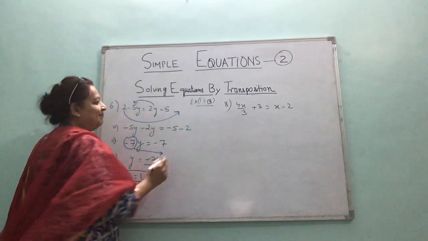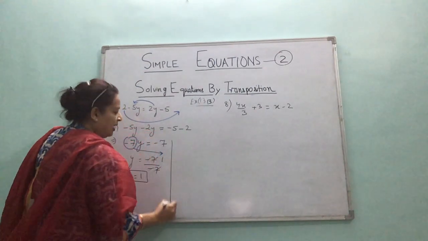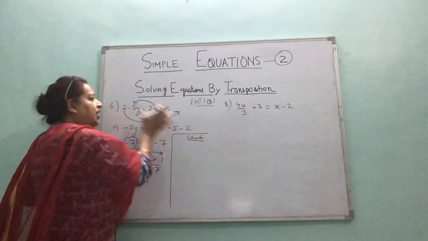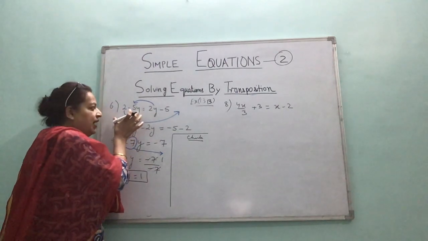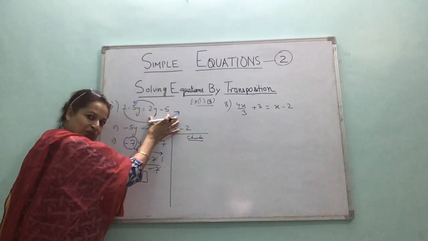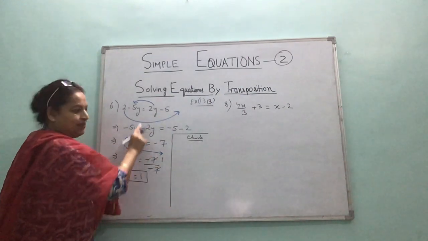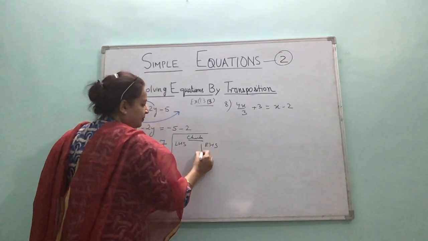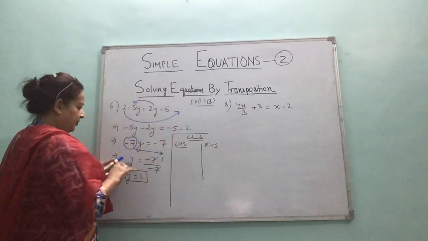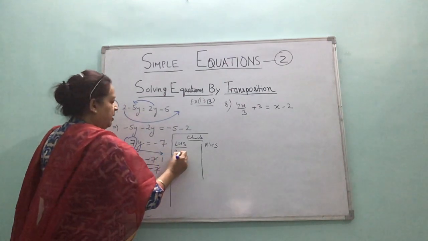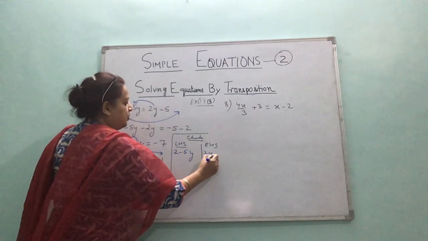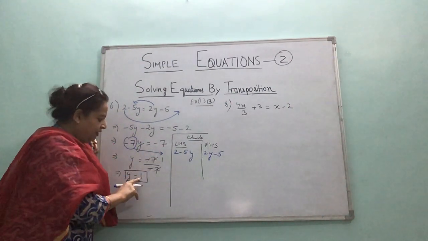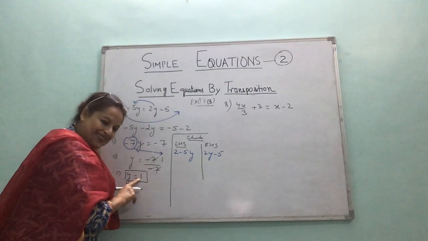Want to check your work? Let's check our work. Okay, I'll do it here, children. Check. Now when we check, we'll copy the first question itself. LHS would be this and RHS would be this only, right? Not the second step. First step only. So LHS, RHS. What is LHS? Let's copy here. 2 minus 5y. And what is RHS? 2y minus 5. Right? I've copied the question only. LHS, RHS. Now wherever there is y, what am I going to put? 1.